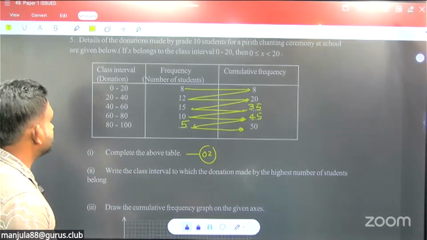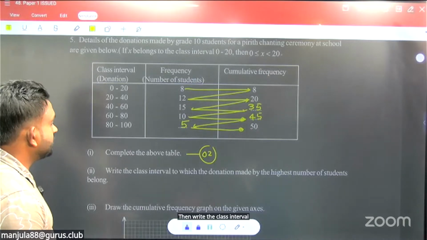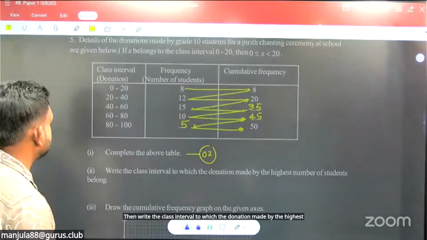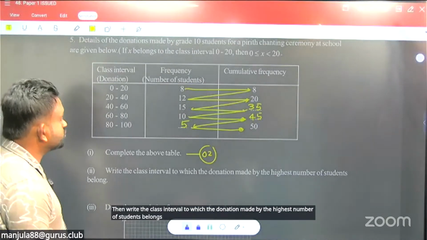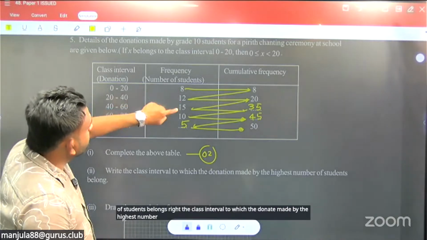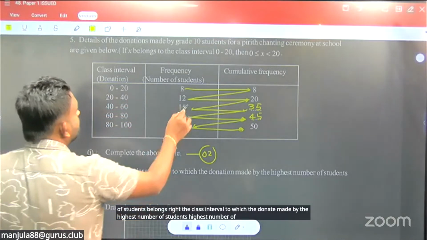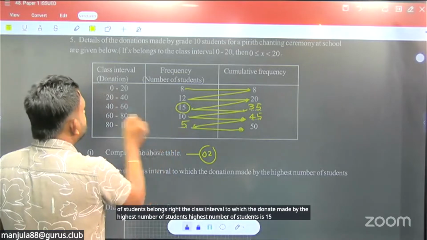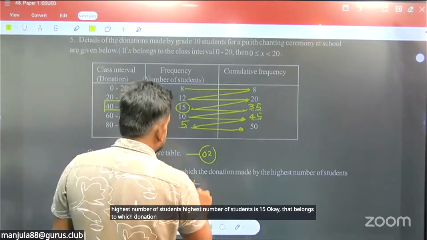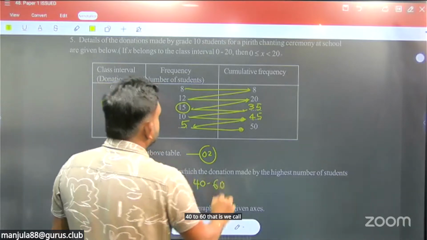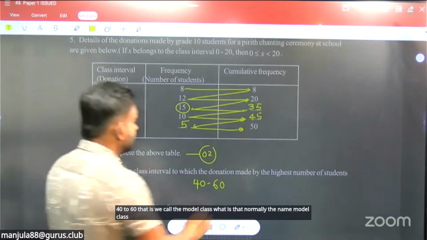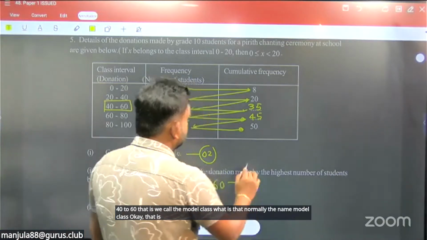Then write the class interval to which the donation made by the highest number of students belongs. The highest number of students is 15. Okay, that belongs to which donation? 40 to 60. That is what we call the modal class. Normally the name is modal class. Okay, that is 2 marks there.